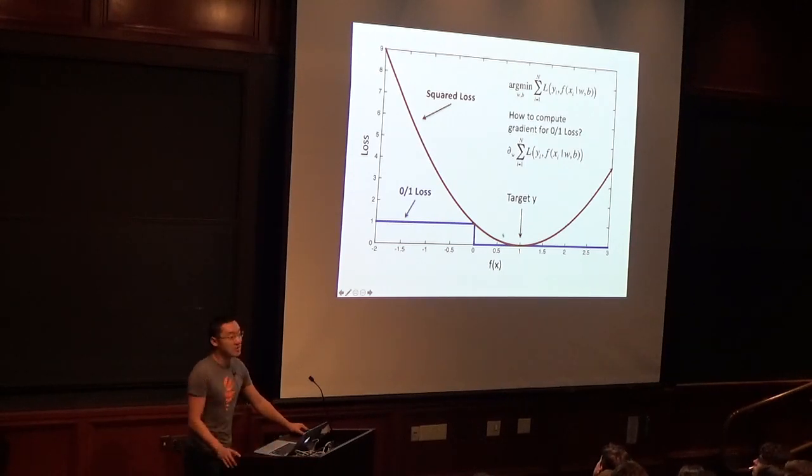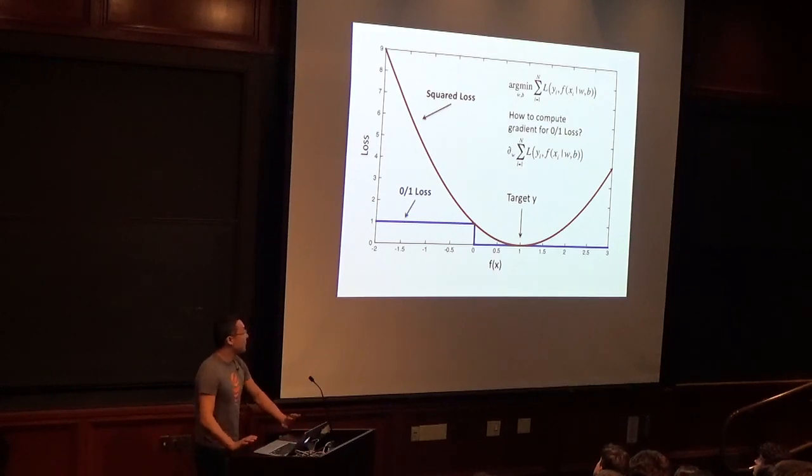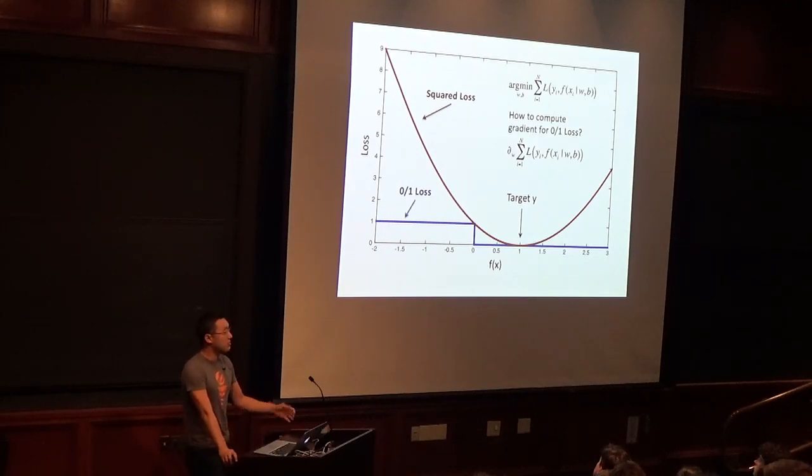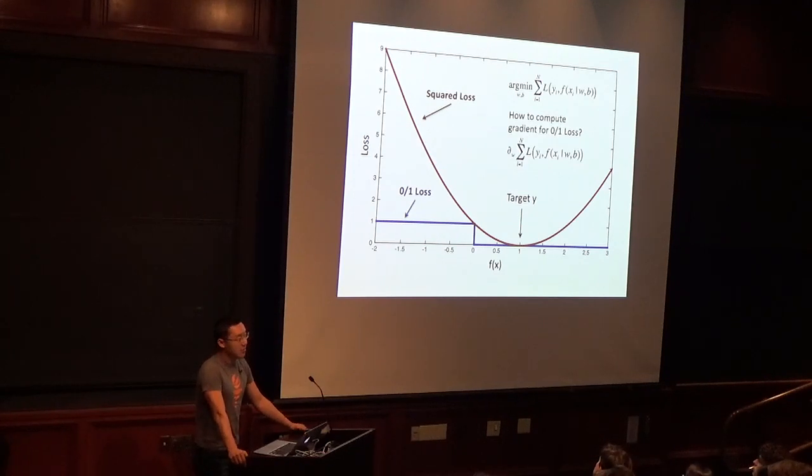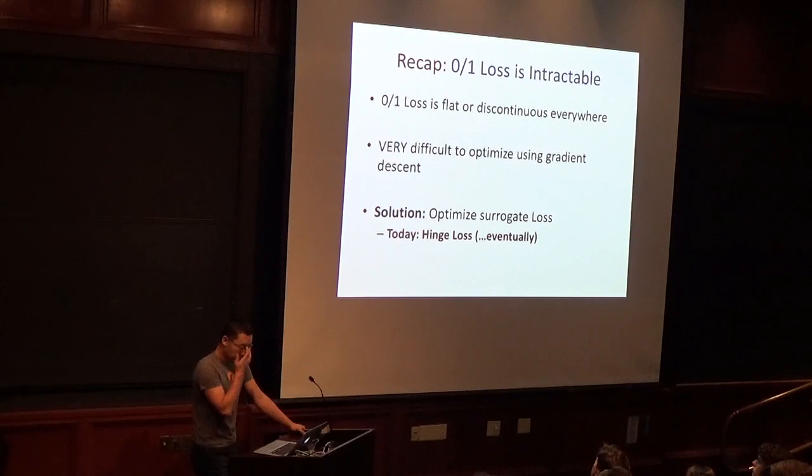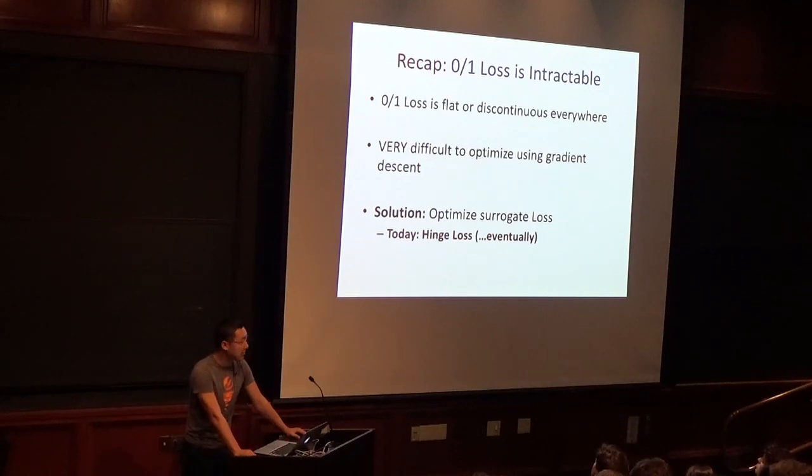Whereas if you look at squared loss, which is the loss function of choice for regression, the slope of the loss function gives a very clear signal as to what direction the gradient should go in order to improve the model with respect to measuring squared loss. So just to recap, 0-1 loss is flat or discontinuous everywhere, therefore it's very difficult to optimize using gradient descent.